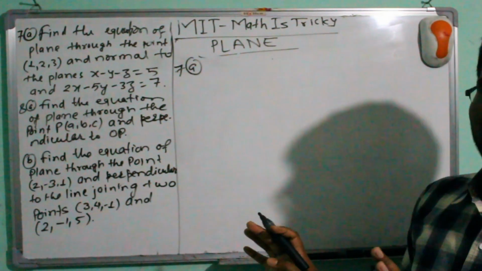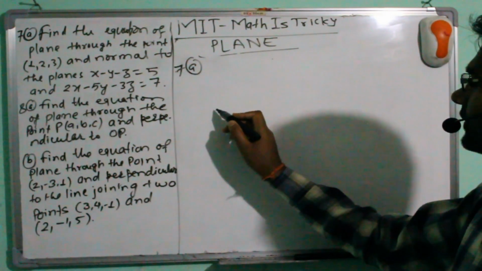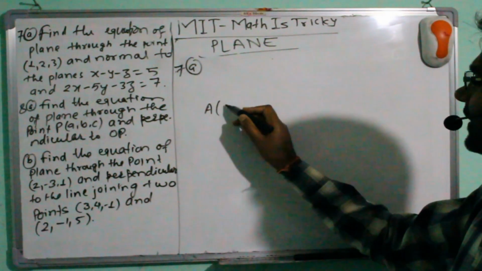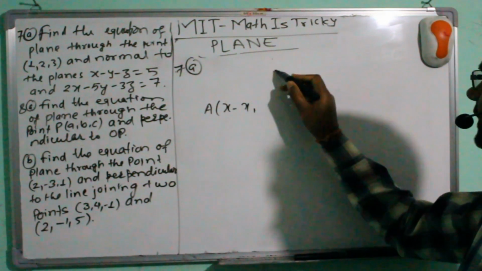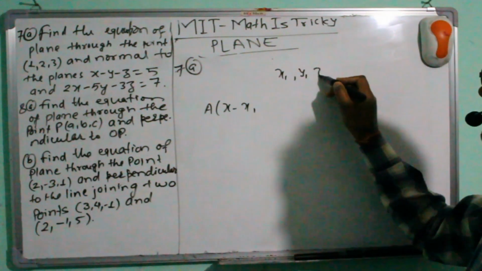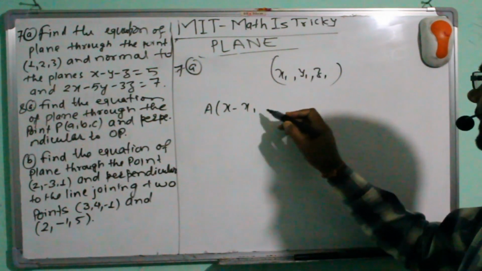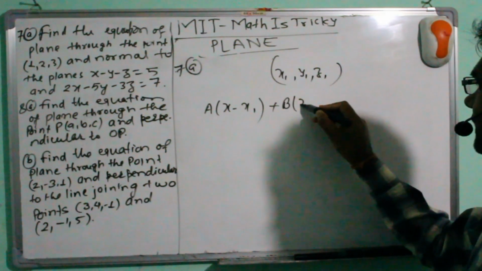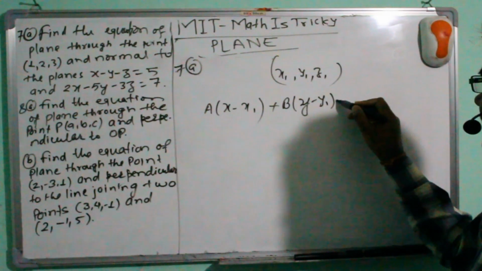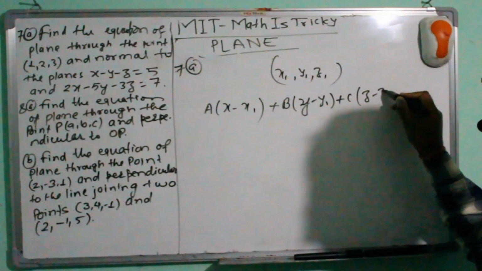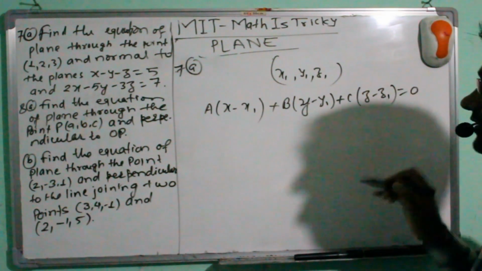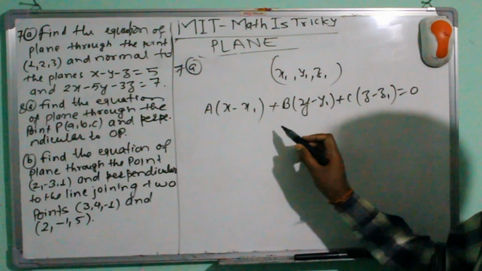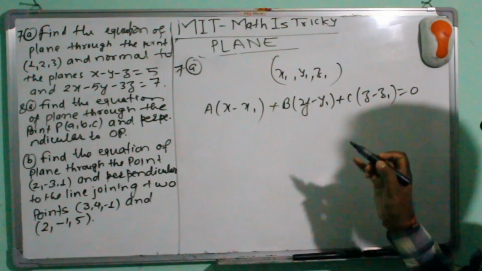So how are we going to solve this? We know that the equation of any plane passing through the point x1, y1, z1 is a times (x minus x1) plus b times (y minus y1) plus c times (z minus z1) equals 0. This is the equation of plane passing through the point x1, y1 and z1.